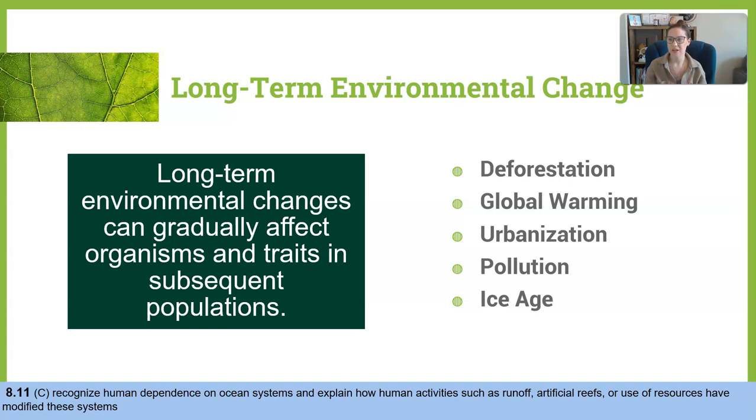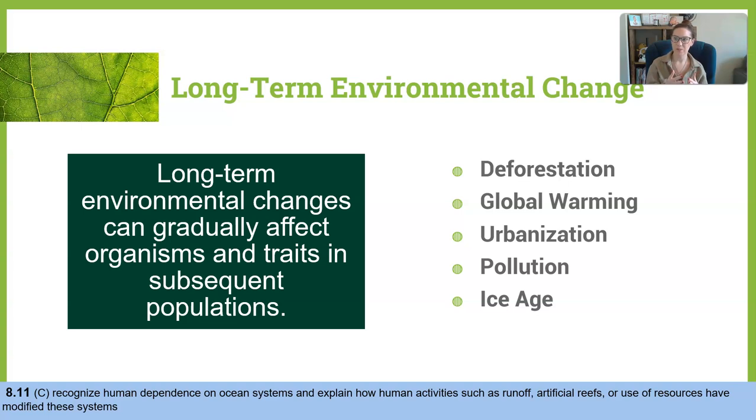Other things worth mentioning are global warming, urbanization, when we're coming into an environment and disrupting the ecosystem that's there in order to urbanize or build buildings and homes, pollution, and then of course an ice age. So all of these things are going to cause an adaptation to occur over subsequent populations.